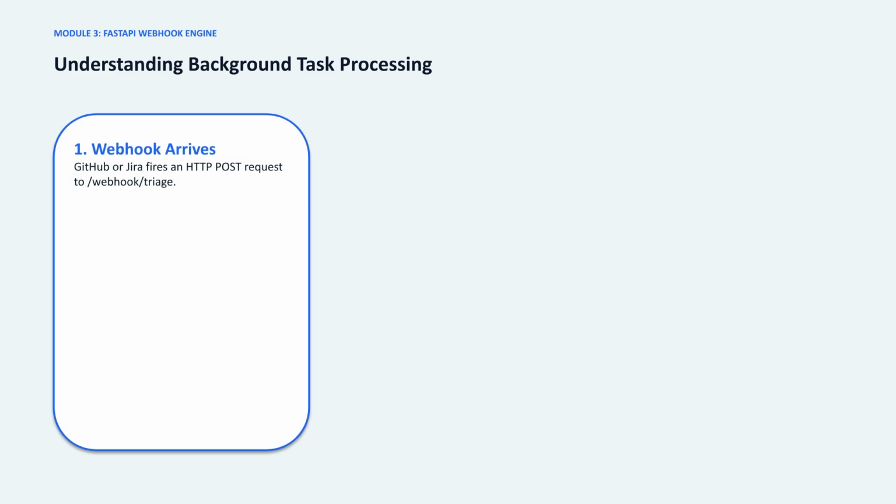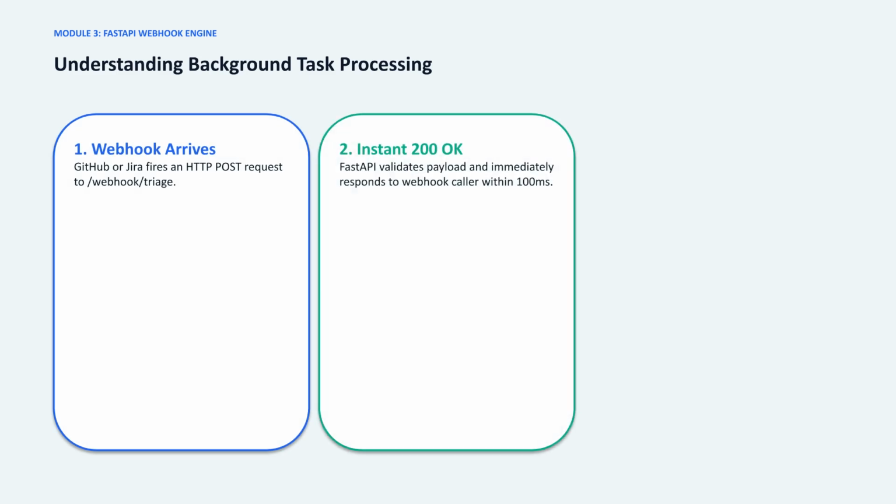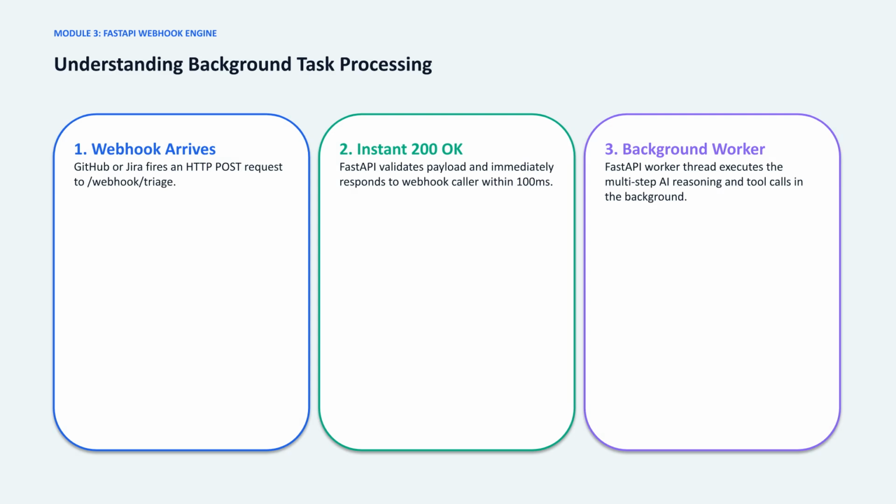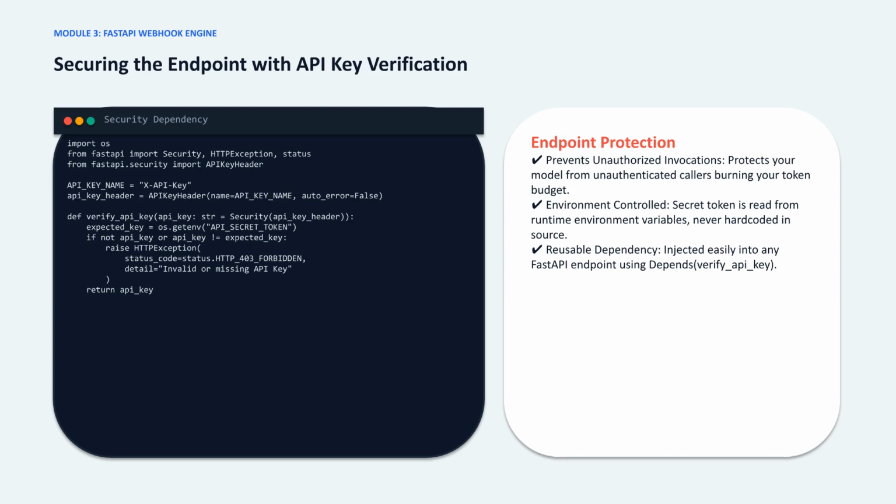Understanding background task processing is key. First, the webhook arrives. Next, we send an instant acknowledgement. And finally, our background worker processes the logic without delaying the original event sender. Securing your endpoint with API key verification prevents unauthorized access and protects your token budget. We utilize dependency injection to ensure that every request is authenticated against a secure environment variable.